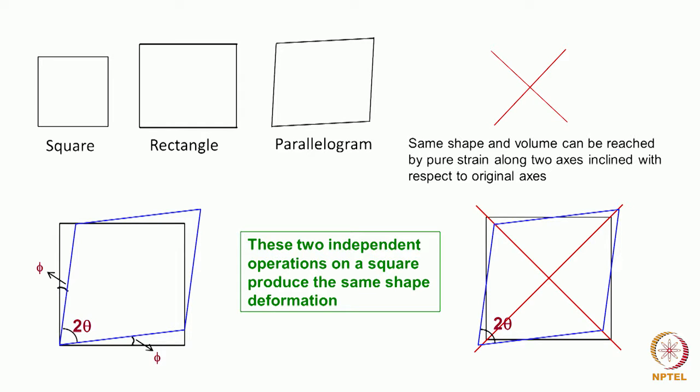So what I wanted to indicate from this is that in a general case, we will have a shear strain as well as tensile or compressive strain, okay? Choosing an appropriate coordinate system, which we call the principal axis, along which if we apply just dilatation, we can bring about the same shape change.